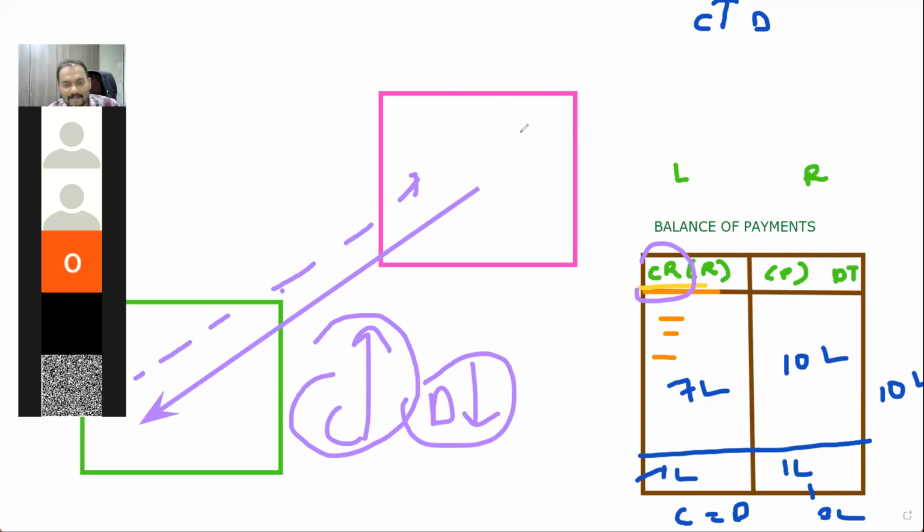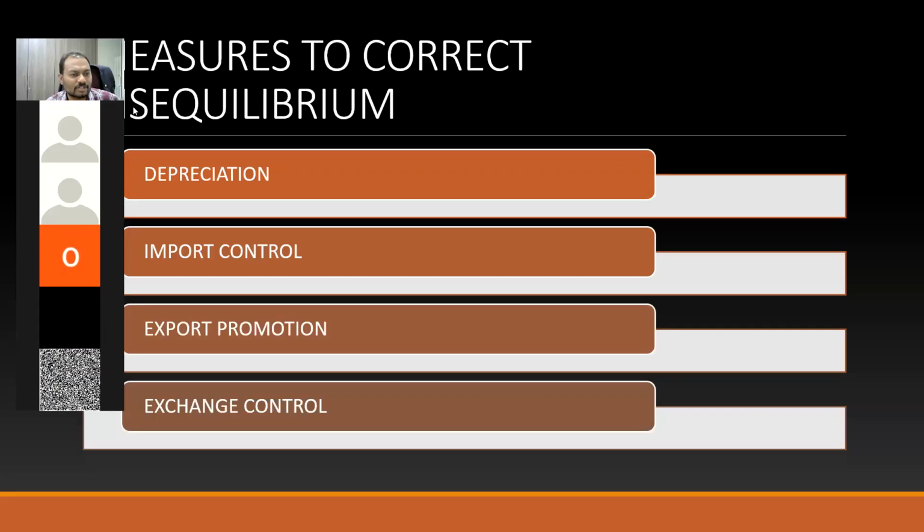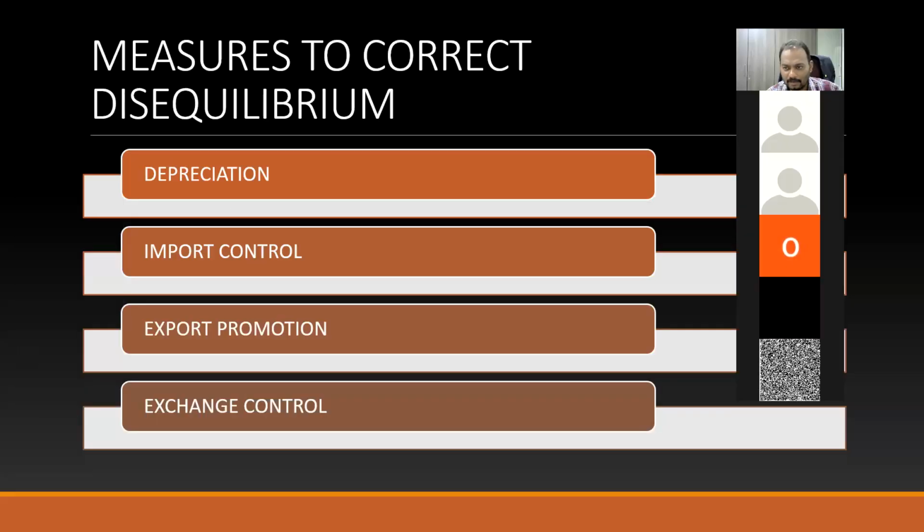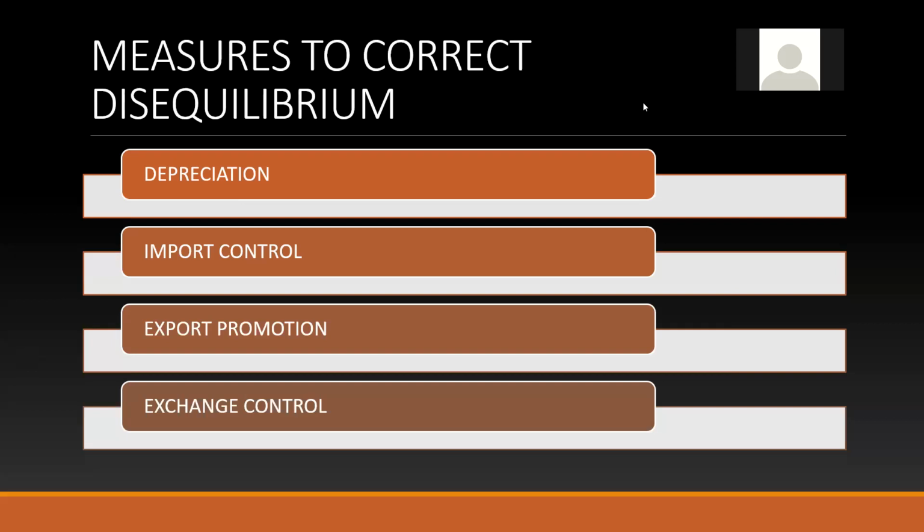So keeping that as a basic base, let's go with the concepts to understand the measures to correct disequilibrium. I want all of you to concentrate on this perfectly. What is the first measure? Can you please read this for me? Depreciation. Very good, Dhruvi. Depreciation. I will explain this to you with the help of a small example, which I want all of you to concentrate on.